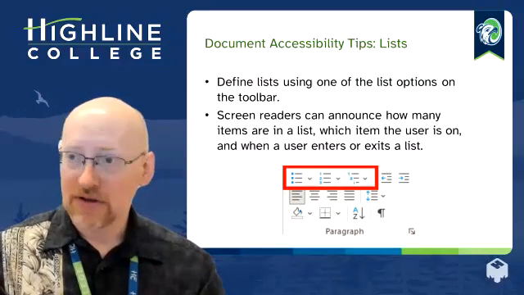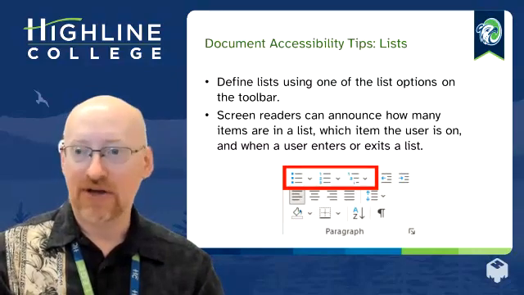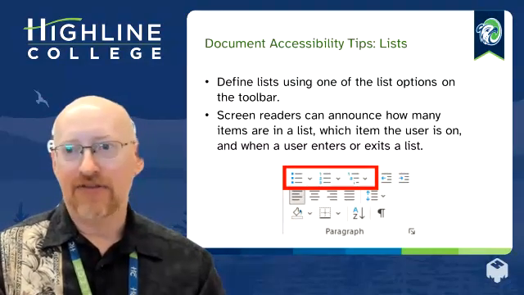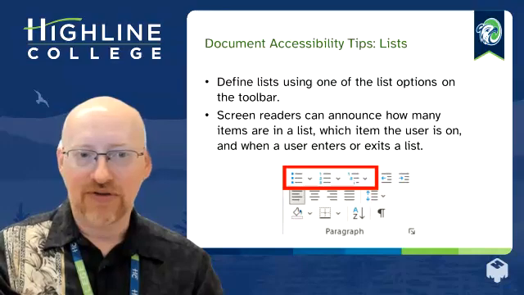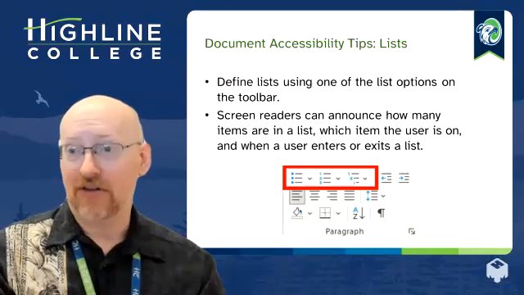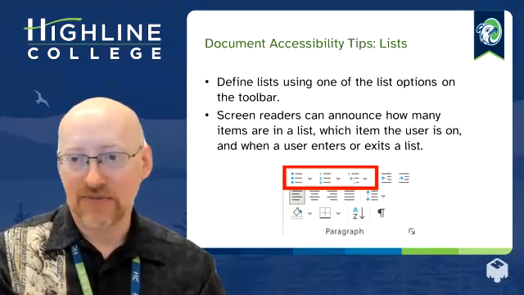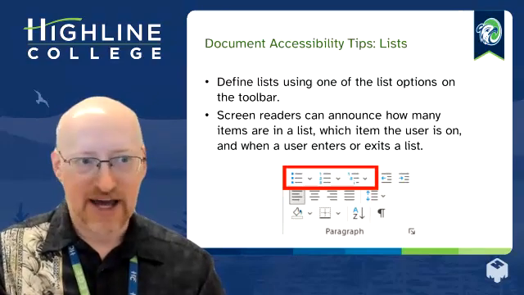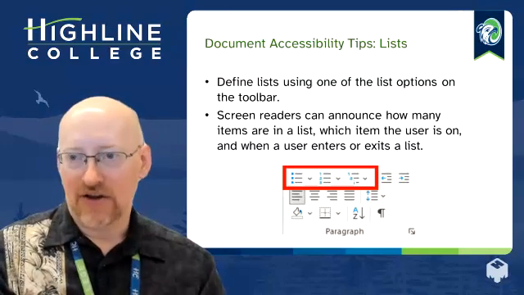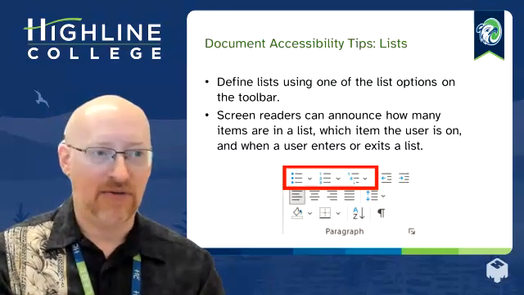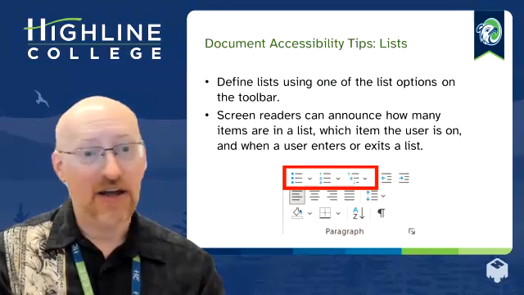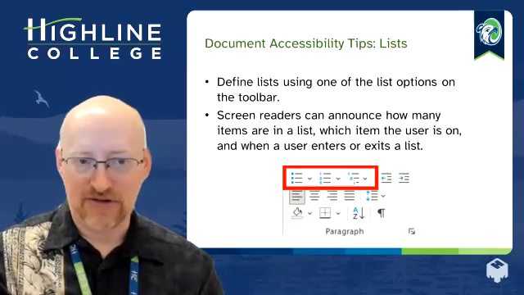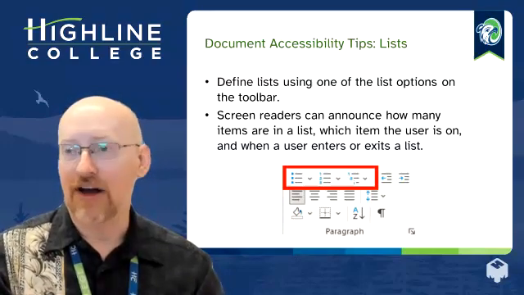And again, going back to someone who might be using a screen reader, this allows them, as they're going through, the screen reader will announce, this is a list. This list has 17 items. You're on item 1, and then it'll read the item. Then item 2, it'll read that out. And it lets them know where they are in the list when they're moving into and out of the list. And again, it just makes it much easier for them to comprehend the document and the way it's set up.